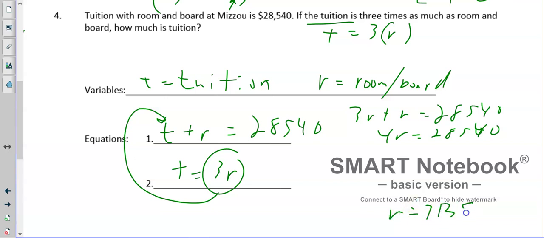7135. Now I have 2 ways of solving this problem. I know room and board is $7,135. I can multiply by 3. Or if I plugged it in here, I would just subtract that from $28,540. Doesn't really matter. You're going to get the same answer, but it's quicker just to multiply by 3. And that gives me tuition being $21,405. That's it.